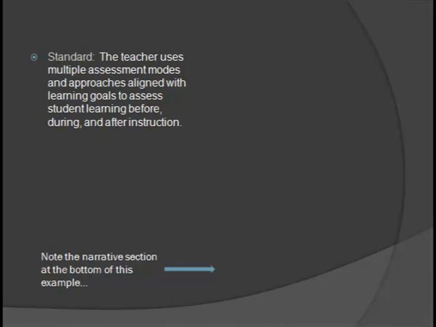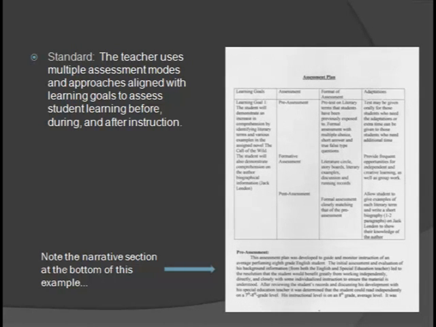Now, as we move on, this is an example from an actual teacher work sample. It's from an assessment plan. And the points here are, note that the learning goal is spelled out in its entirety. All the verbiage is there. The assessments, pre-assessment, formative assessments, and the post-assessment are all described. And note that there are adaptations. Any adaptations that will be necessary need to be noted here.